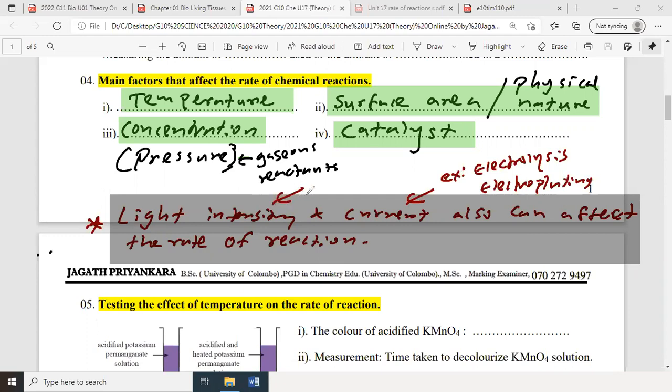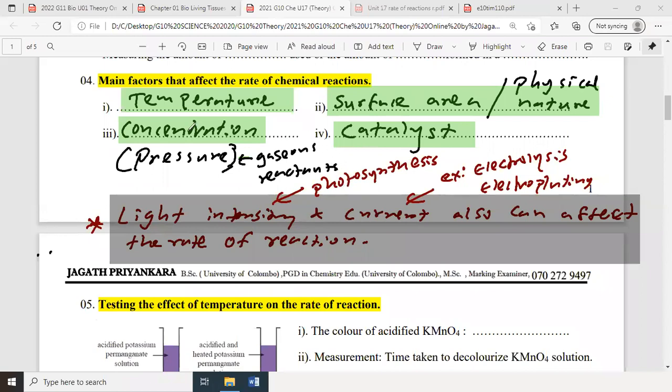Intensity of light, example photosynthesis. Not only those four, but these also will affect the rate, but they are not given in the textbook. Photosynthesis is also a chemical reaction. You write the word equation and balanced symbol equation for photosynthesis. There the intensity of light matters. In the dark, no photosynthesis. Right. So those are the factors affecting the rate of reaction.